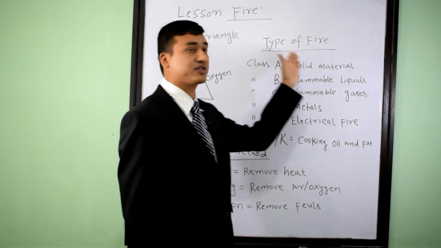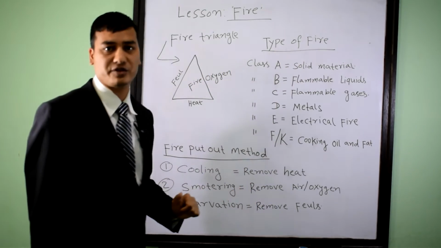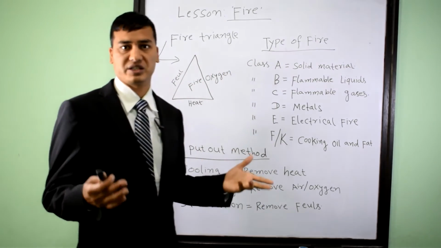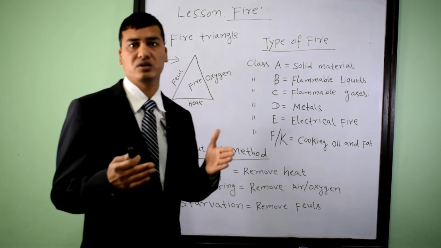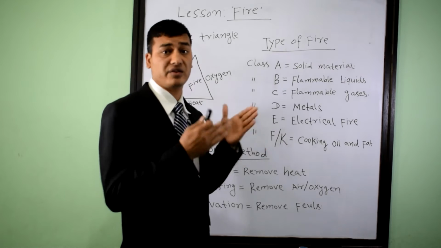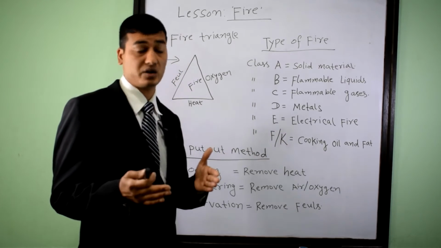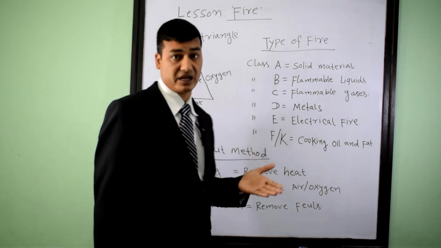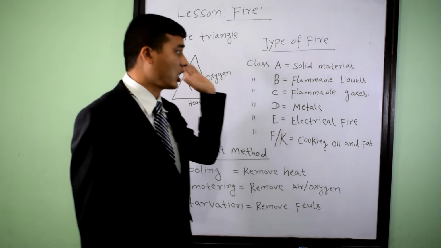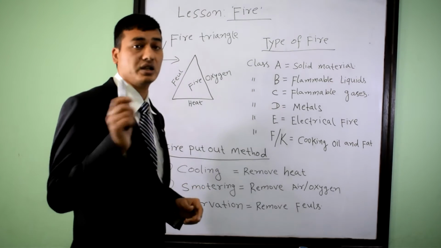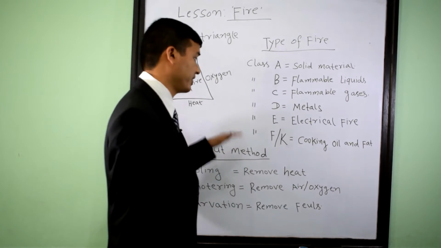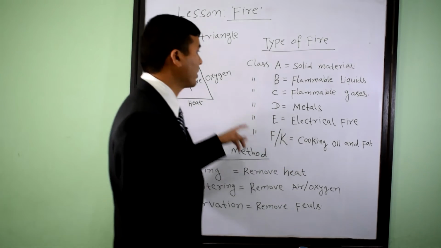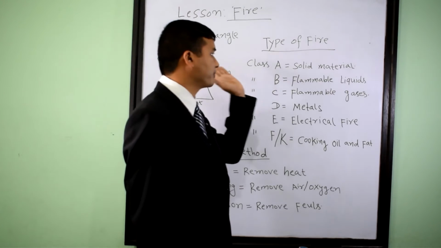Okay, let's go to the types of fire. How many types of fire? It depends on the country. Some countries divide fire into 4, some into 5 categories, and some into 6 categories. But in the UAE you will find five types of fire. Now let's go through them first.